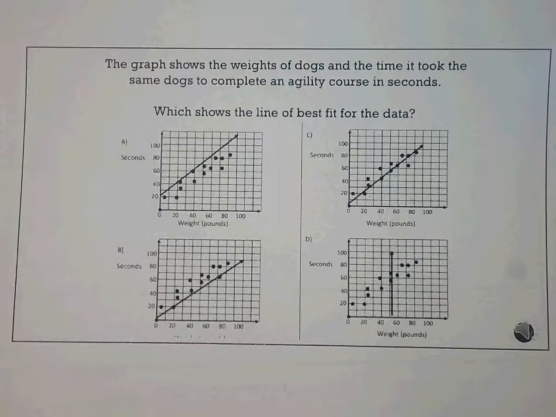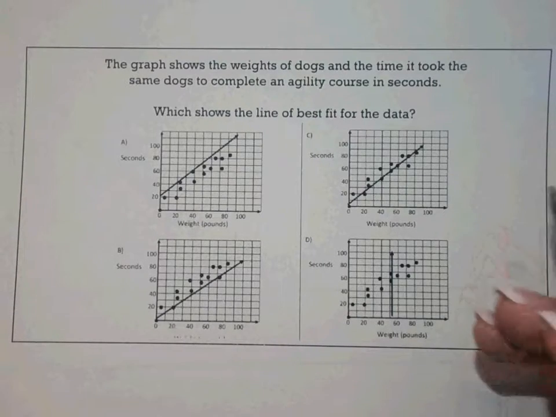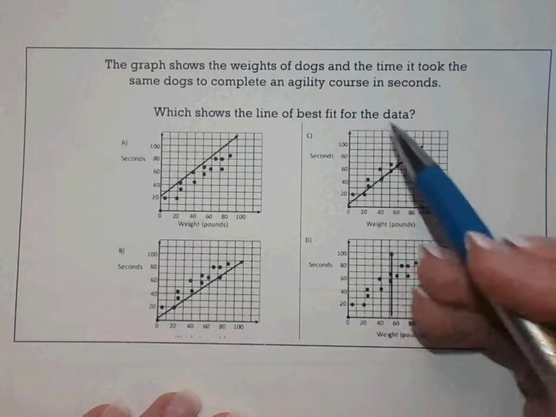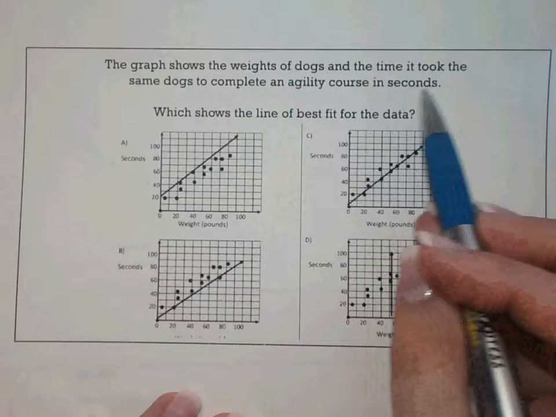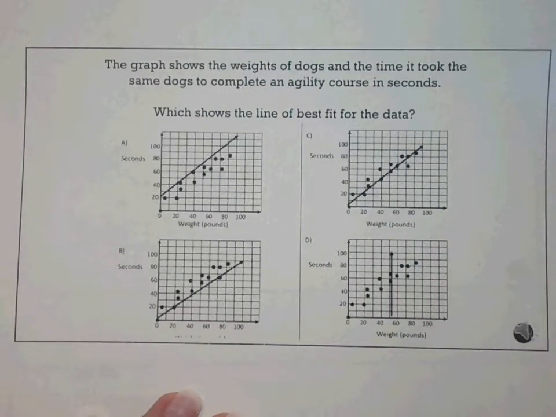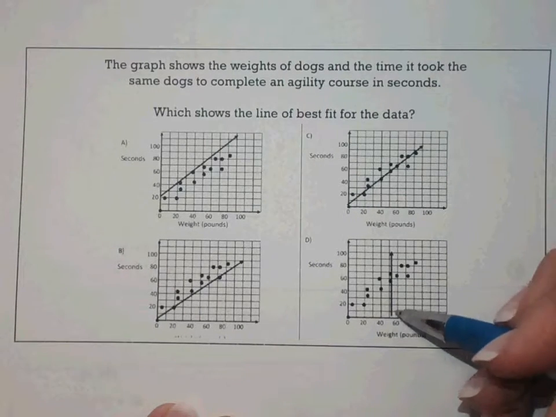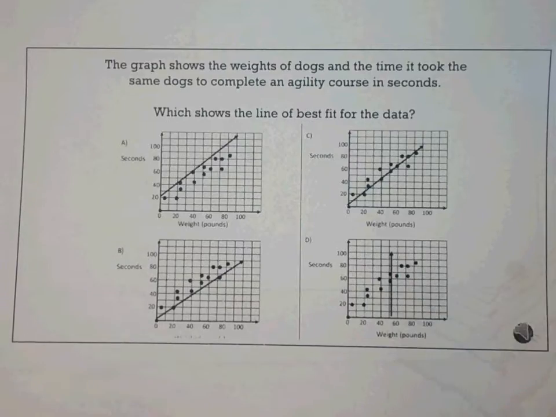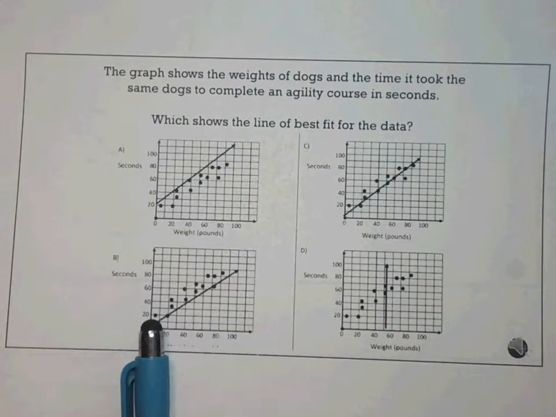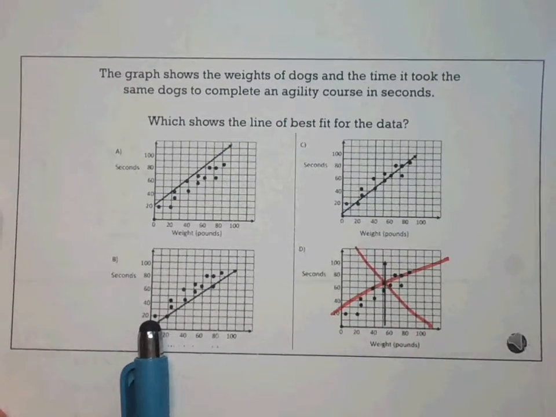So, we're going to look first at this problem. The graph shows the weights of dogs and the time it took for the same dogs to complete an agility course in seconds. Which shows the line of best fit for the data? So all we are looking for is which line goes through the data the best. As we look right here, this one goes straight up and it's not following the line of data, so I can mark that one out. That's not an option.